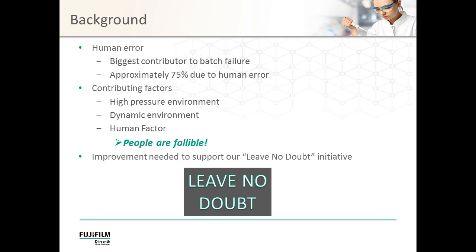So why are we here today? We're here to talk a little bit about human error reduction. It was responsible for approximately 75% of our batch failures last year. As you can tell from the opening slides, our technicians operate in a very dynamic and stressful environment. These are some of the contributing factors to human error. Because we have multiple projects running concurrently, our technicians may be involved in the execution of several processes during their shift.